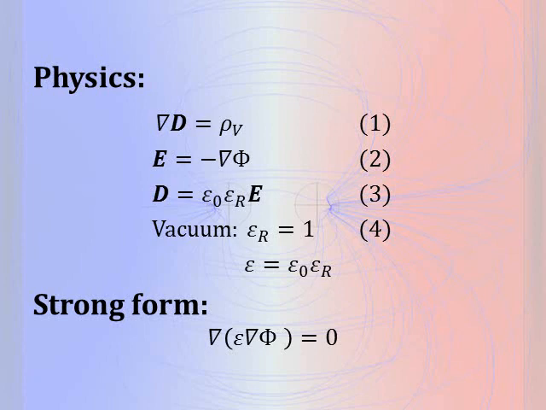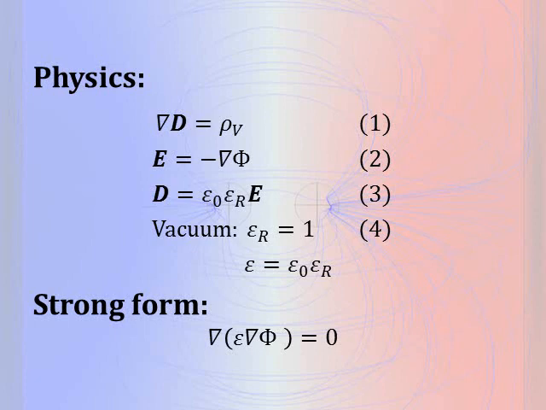The strong form of the partial differential equation we are solving is derived from Gauss's law, which states that the gradient of the electric flux density D is equal to the charge density. The electric field can also be represented as the negative gradient of the scalar electric potential phi, which is the variable that we are solving for.